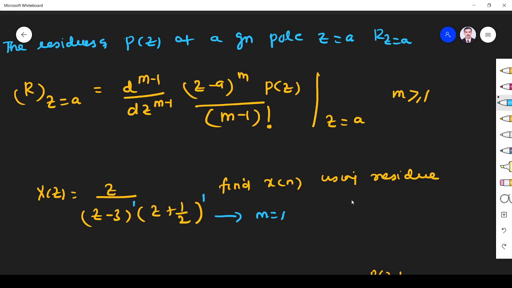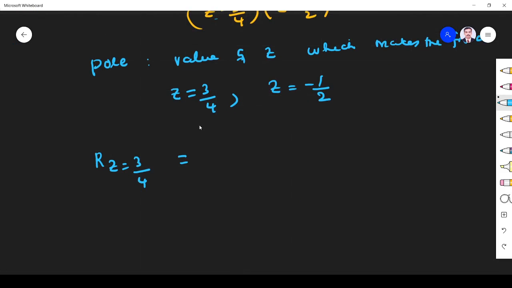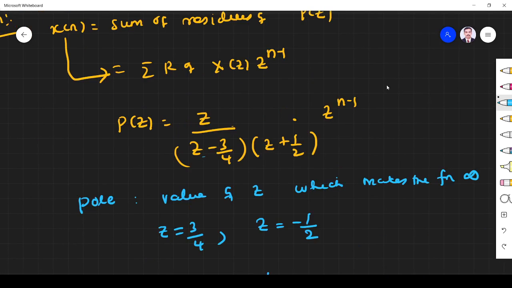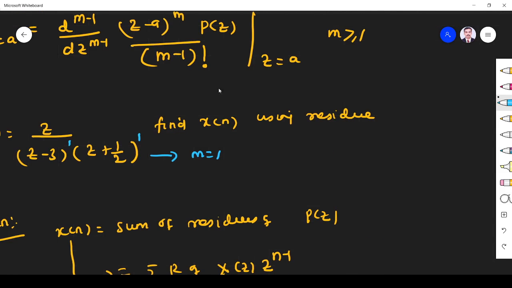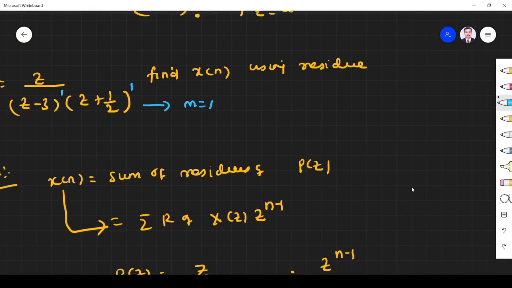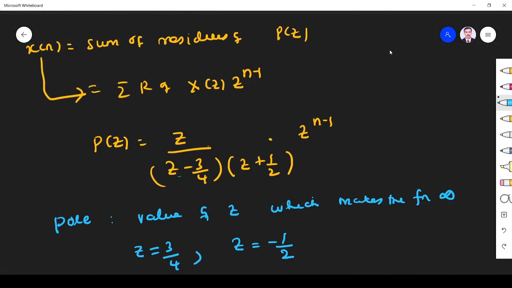What is z minus a? z minus 3 by 4. So at z is equal to 3 by 4, it is (z minus 3 by 4) power m, where m is 1. Fine. Into, what is this? P(z). m is 1, so 1 minus 1 is 0 factorial, and 0 factorial is 1. So the denominator is 1 also. So this is over P(z). Residue of P(z) only I am finding.